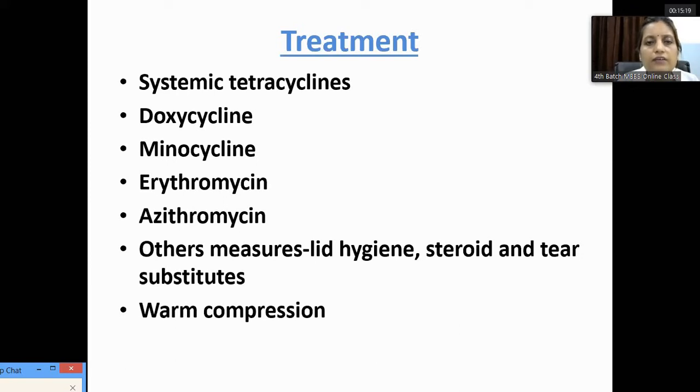Besides that, we treat the same as anterior blepharitis with lid hygiene, steroids, tear substitute, and warm compressions, and even hot compressions with hot water, or a warm boiled egg wrapped in cotton, or sometimes we have to do lid massage also by using a different ointment.